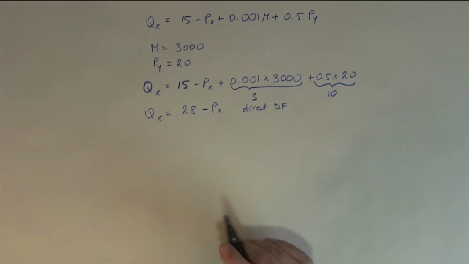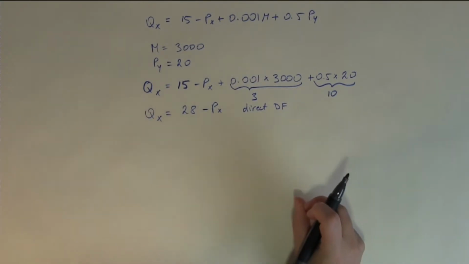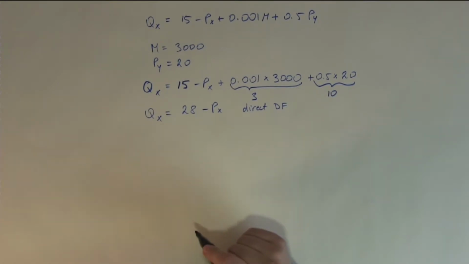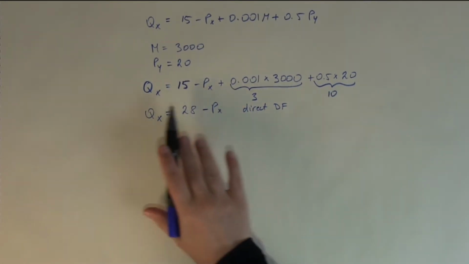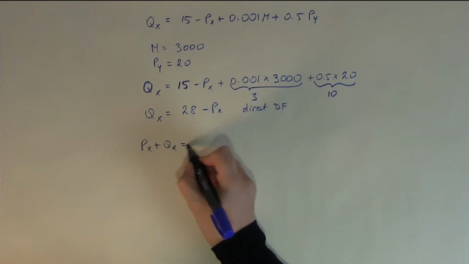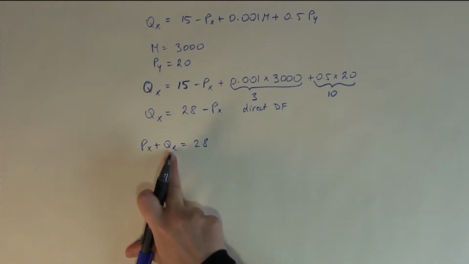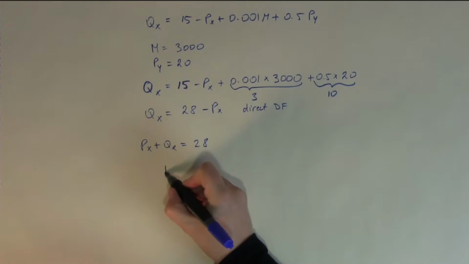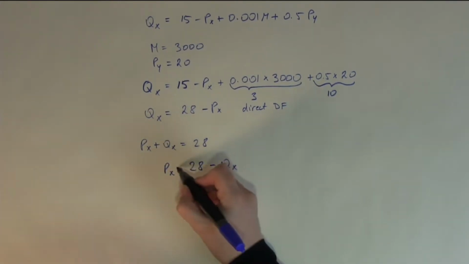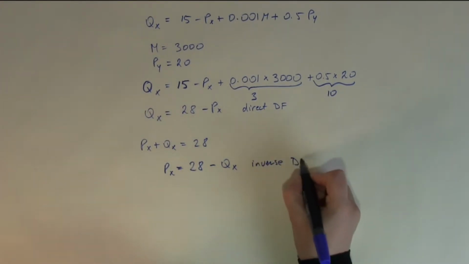The inverse demand function will be Px expressed as a function of Q. So I just need to rearrange this equation so Px would be on its own on one side. So I need to move Px to the other side. So that's Px plus Qx equals 28. And I need to remove Qx from here, move it to the other side. So Px equals 28 minus Qx. And this is going to be our inverse demand function.